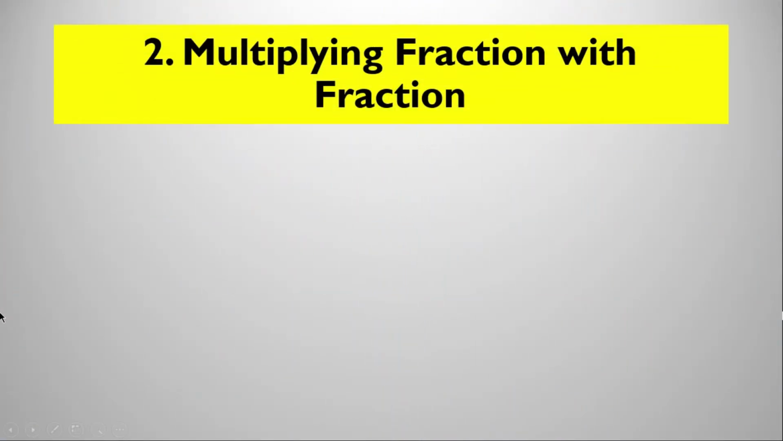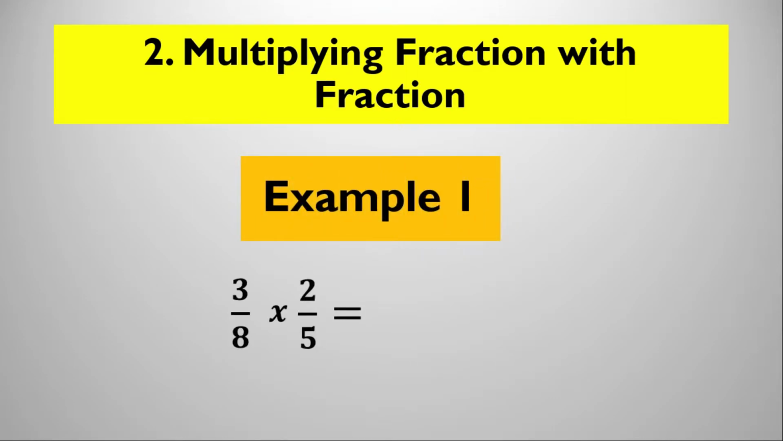The second discussion, how to multiply fractions with fractions. 3 eighths times 2 fifths. Multiply the numerator by the numerator. 3 times 2, the result 6. And multiply the denominator by the denominator. 8 times 5, 40.